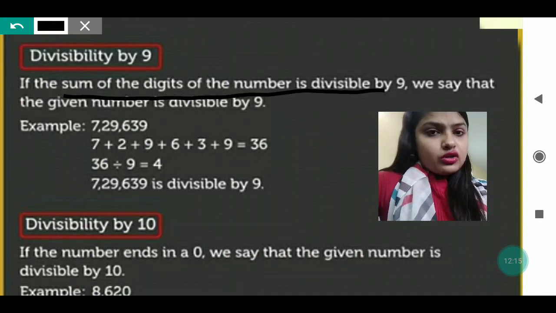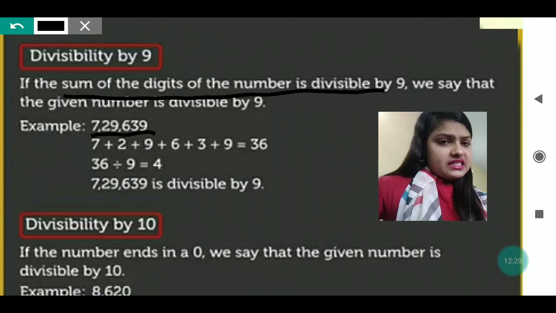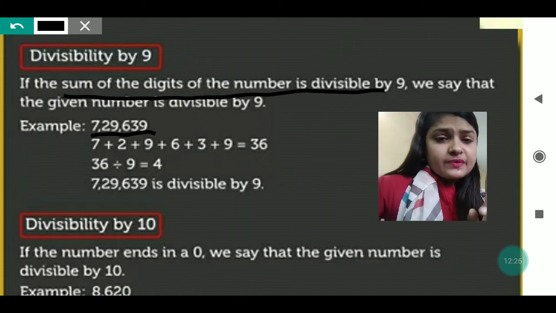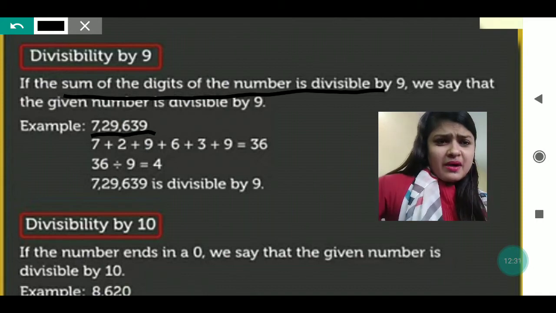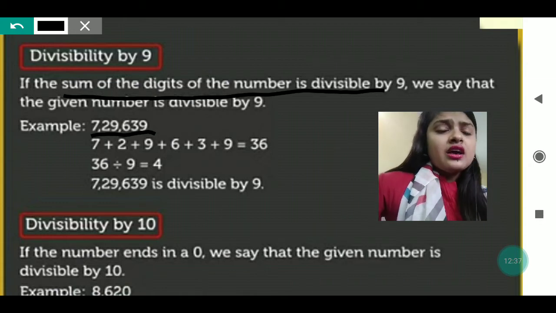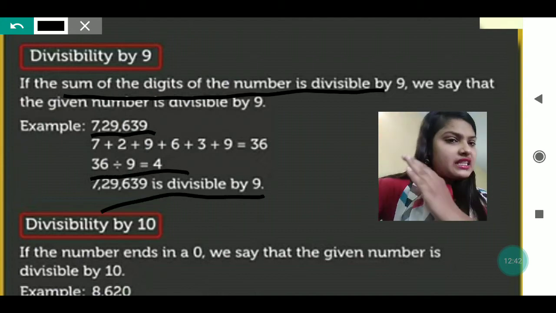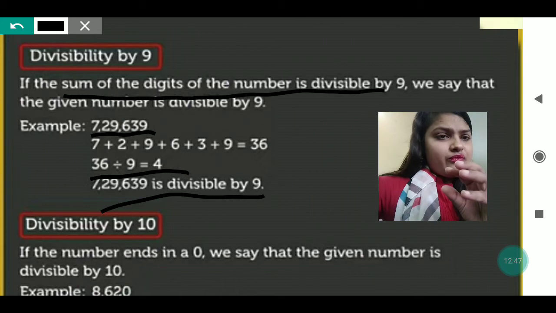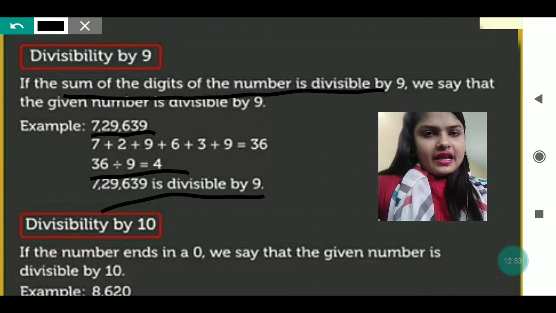We have to add all the digits. Here a big number is given, a 6 digit number, isn't it? When we add all the 6 digits, we get 36. 7 plus 2 plus 9 plus 6 plus 3 plus 9 is 36. Is this 36 divisible by 9? Yes. In the table of 9, in 4 times, 36 is coming. So this number is completely divisible by 9. We don't have to see the rest of the number. If the sum we get by adding all the digits is divisible by 9, the whole number is divisible by 9.